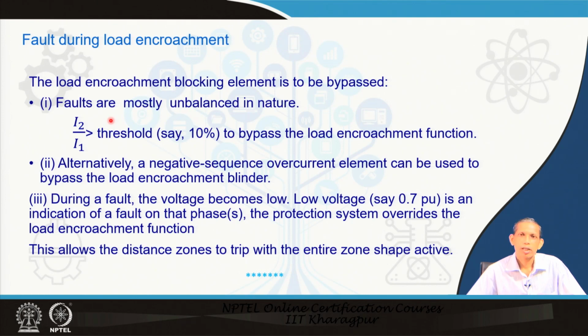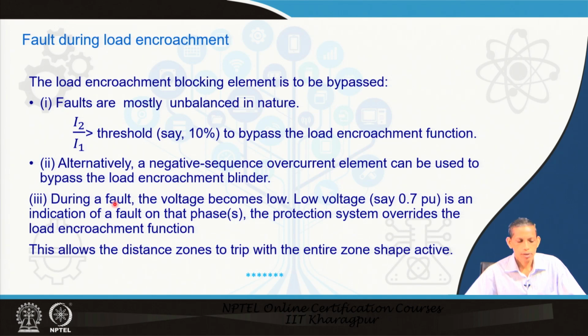One easy option: most of the faults are unbalanced, so there will be a lot of negative sequence current. So, if the negative sequence current over the positive sequence current is greater than a small threshold, let us say 10% or so, meaning the sequence current becomes significant relative to this threshold, then we ensure that there is a fault in the system. So, we can bypass the load encroachment function. There are other options also. A negative sequence overcurrent element can be used to bypass the load encroachment, simply from the negative sequence overcurrent also we can do it.